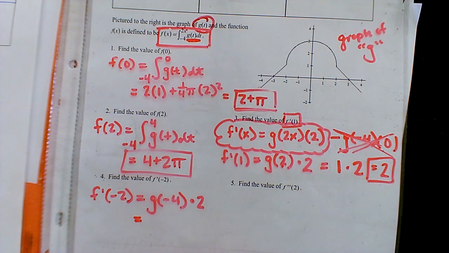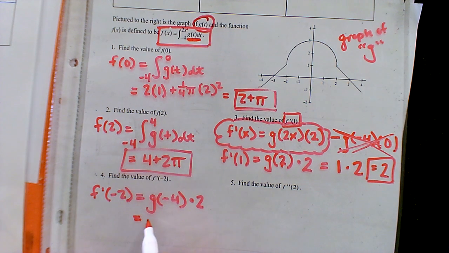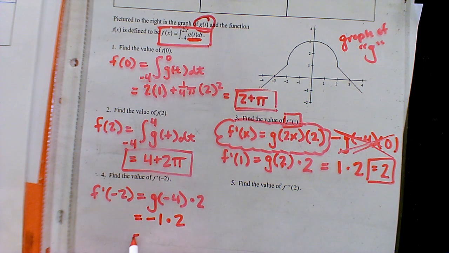You can go get a drink if you need to, okay? Can we figure out g of -4? -1, all right, times 2 is going to give us -2.